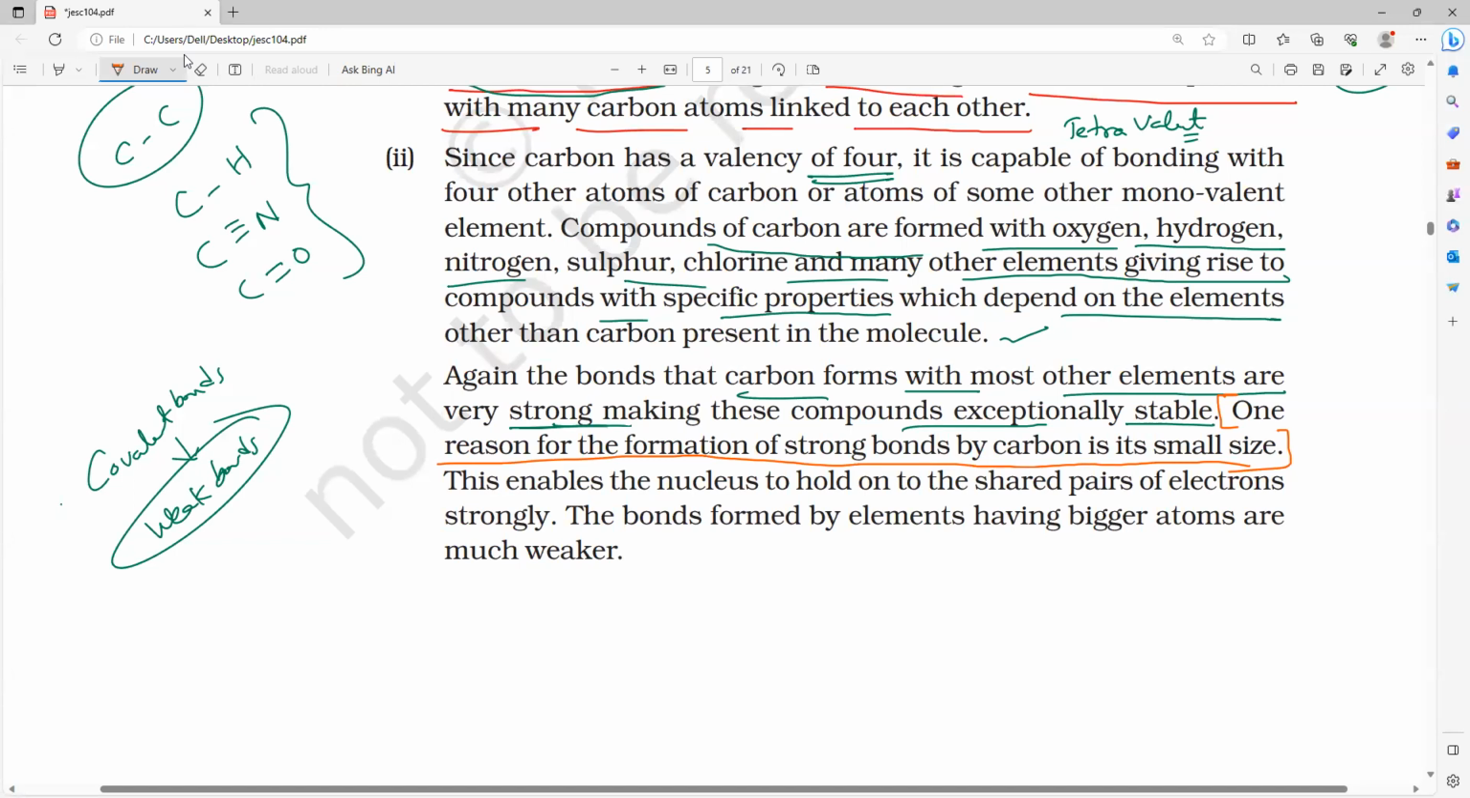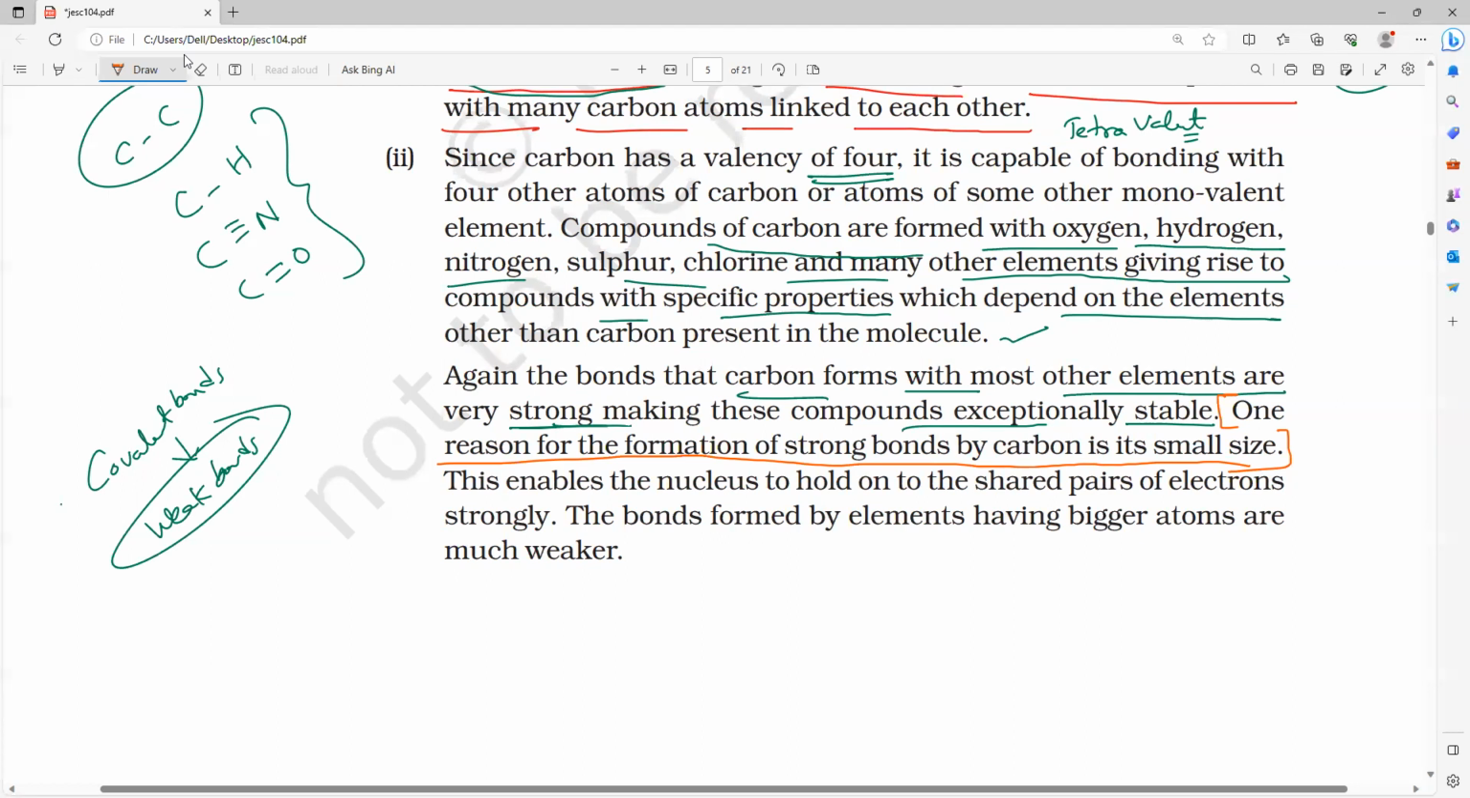Because carbon is what? Small in size. And the valence electrons are held very strongly by the nucleus. I already told you this point. Do you remember, everybody? The nucleus holds the valence electrons very strongly. That is the reason the nucleus will hold the shared pair of electrons also very, very strongly. So that is what makes carbon and its compounds very strong.